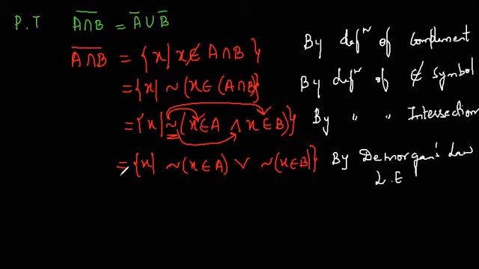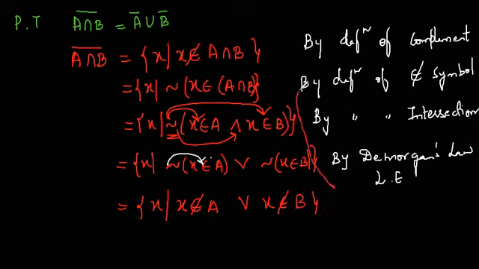Next, again by the definition of the does not belong symbol: over here we had does not belong and we used negation. Here we are doing the opposite, that is, the negation will be changed to does not belong. So x such that x does not belong to A or x does not belong to B. Again, by the definition of the does not belong symbol.